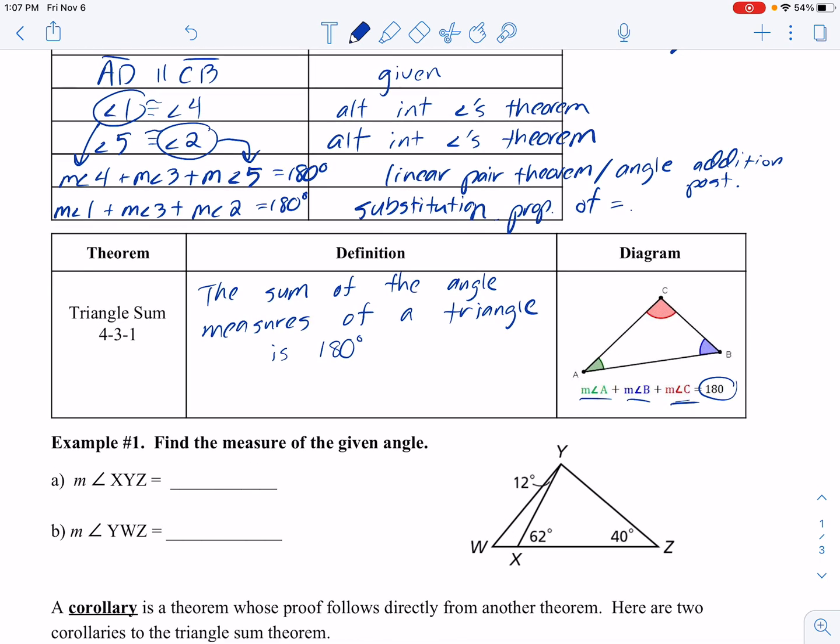Okay, let's go ahead and use that in this example where we're finding the measure of a given angle. For A, you're asked to find the measure of XYZ. That would be this angle right here. Hopefully you can see we have two of the three angles in this triangle. So if we add those two angles and subtract them from 180, we are left with the measure of angle XYZ, 78 degrees.